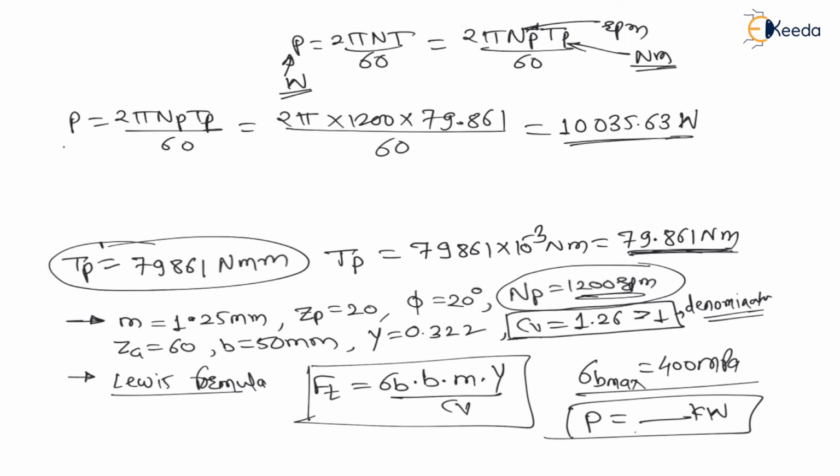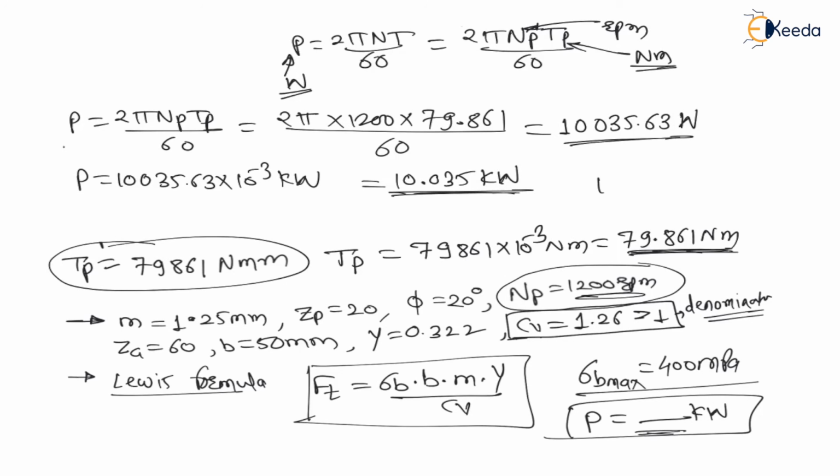But my dear students, they are asking in kilowatt. The question is to find in kilowatt. Therefore, power is equal to 10035.63 into 10 to the power minus 3 kilowatt, which will be equal to 10.035 kilowatt. And this will be your answer for this question. Therefore, in the fill in the blanks, you have to type 10.035. There is no provision for typing units because they are already asking in kilowatt. Therefore, you have to type 10.035 for getting full 2 marks.